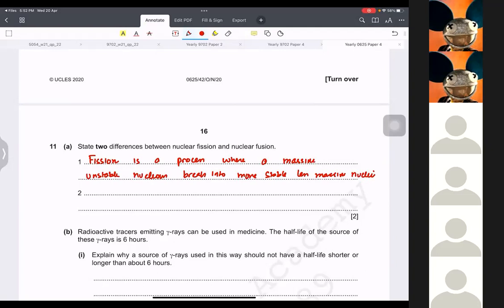Now, fusion is a process where small, unstable nuclei combine to form a more stable nucleus.